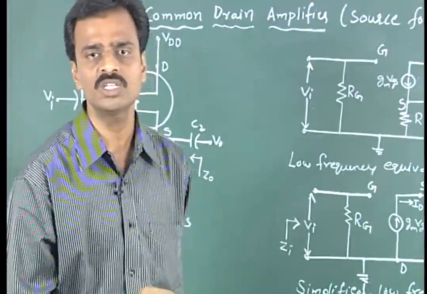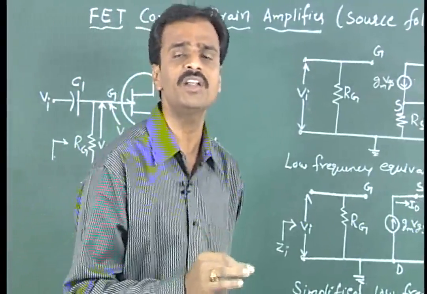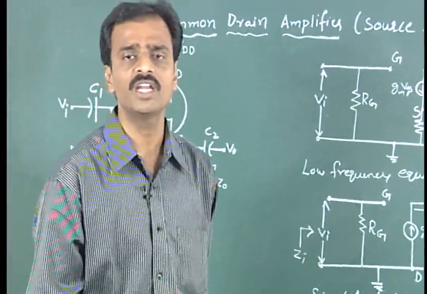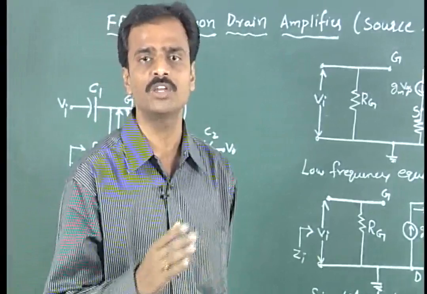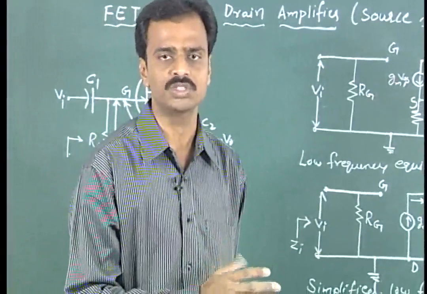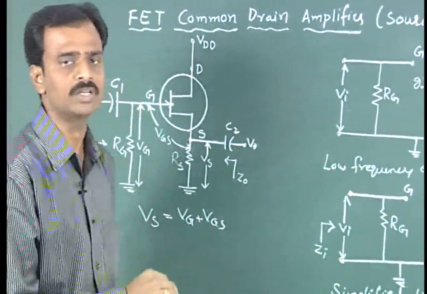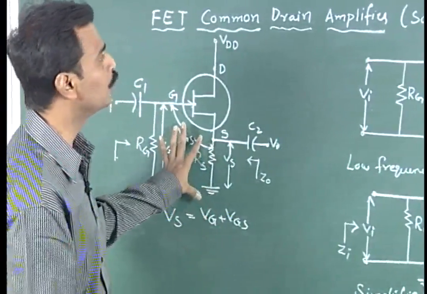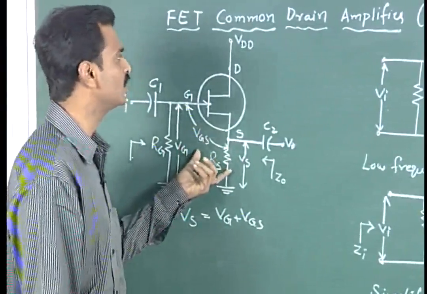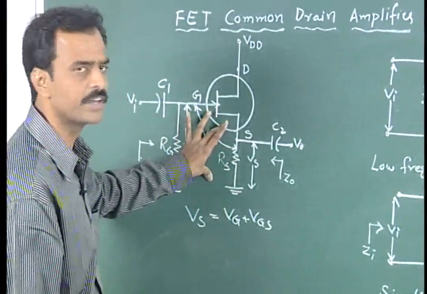Next we will shift to the second type, the common drain amplifier, where the drain is made common between the input and output circuits, hence the name common drain amplifier. The circuit shown over here is called a common drain amplifier.